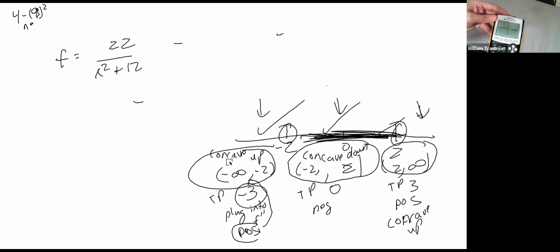The hard part here is you can't see the actual inflection point on the graph. You have to take the second derivative and make it equal to 0 to actually see that -2 and 2 are the points where concavity changes from concave up to concave down and then concave up again. So those inflection points tell you exactly where the concavity is changing on your original graph.